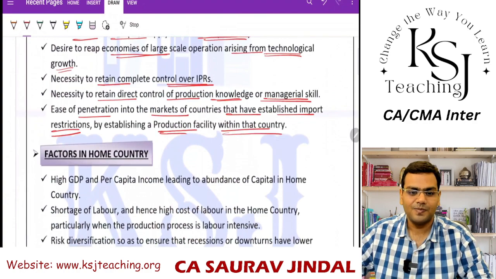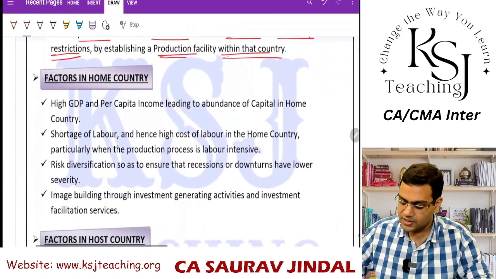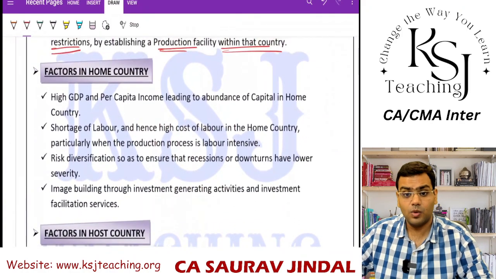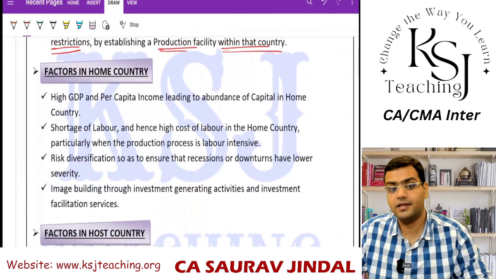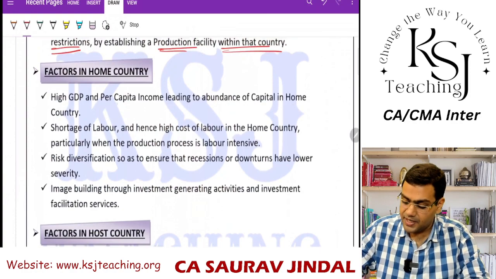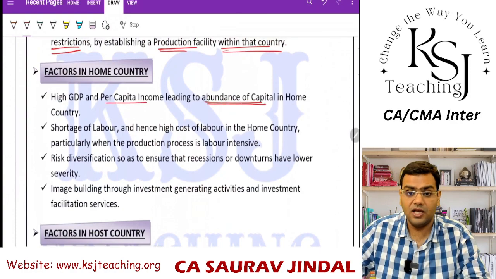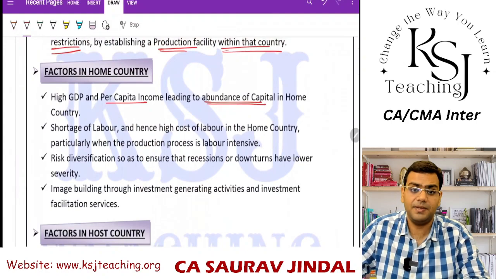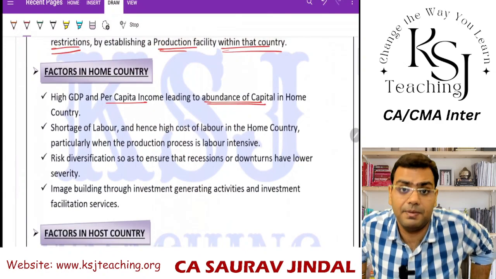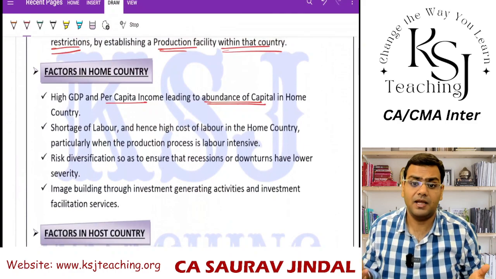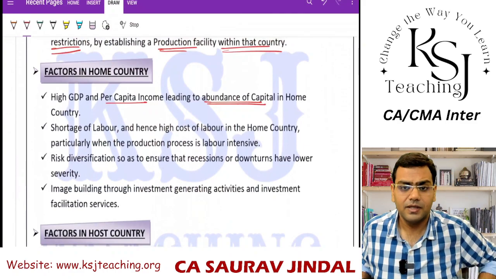Now, what are the factors in the home country? What are the factors for FDI in the home country? High GDP and per capita income leading to abundance of capital. Now, in the home country, the USA is having the high GDP and high per capita income. There is abundance of capital. They say, where do we keep this capital? Let's invest in some country, right?